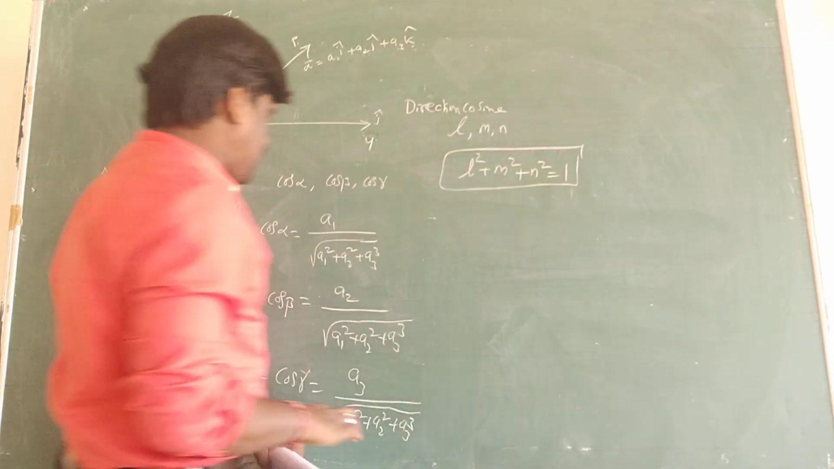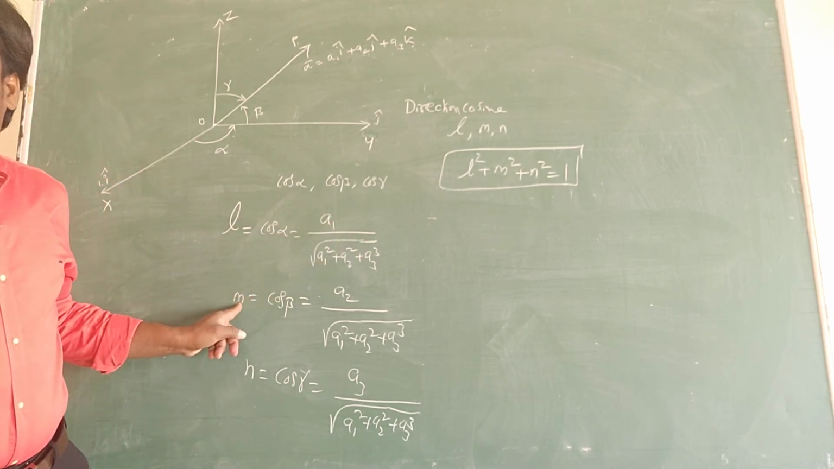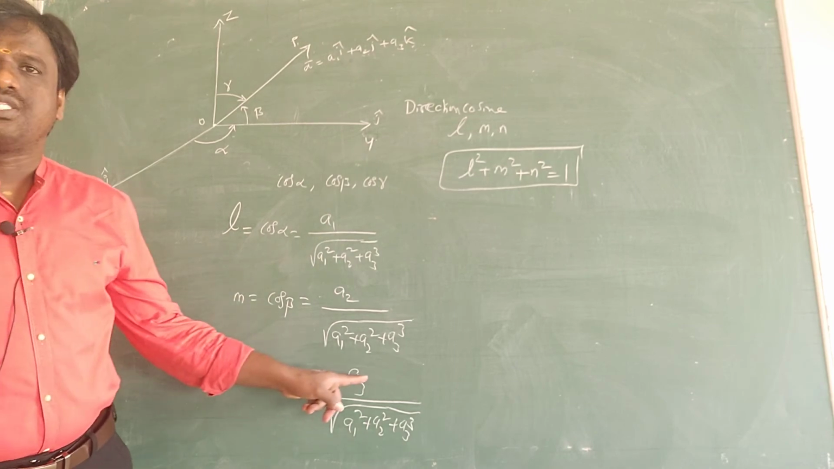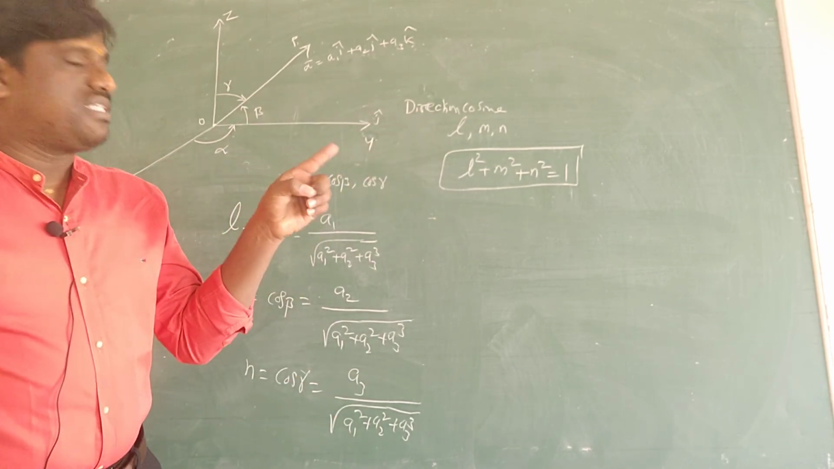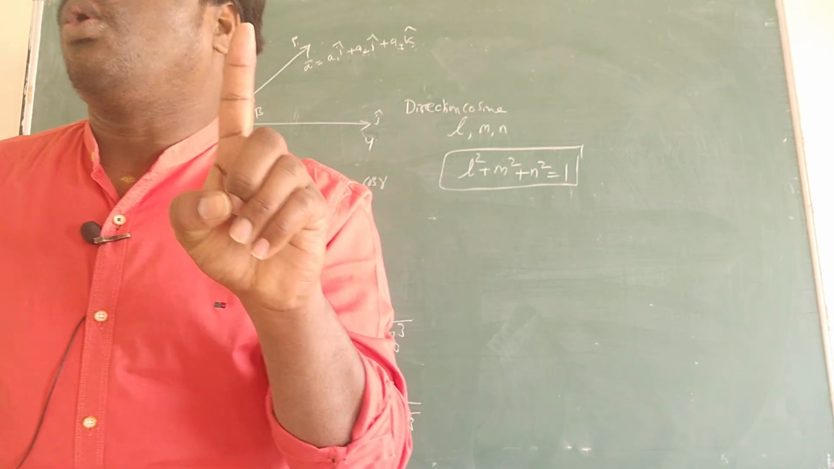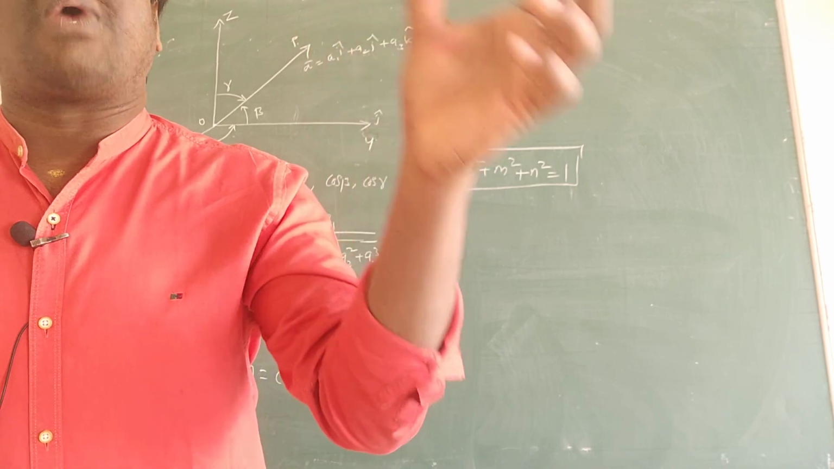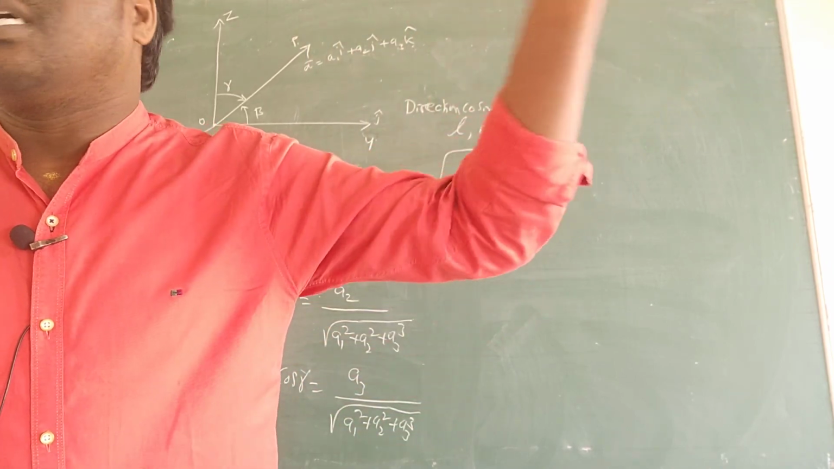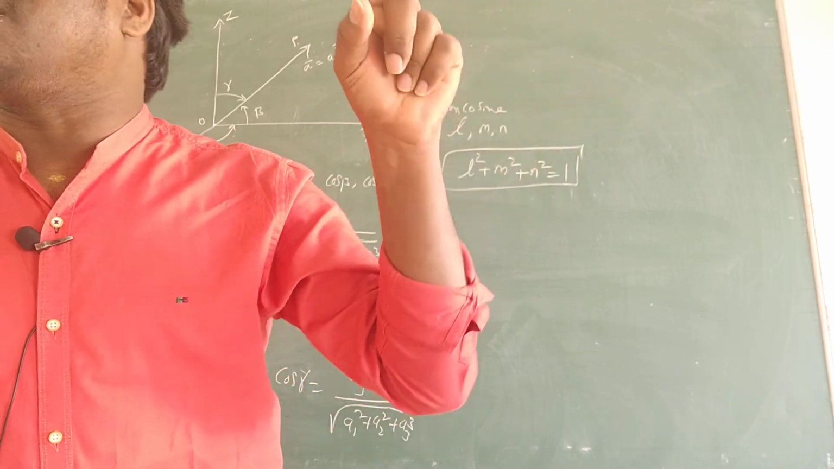L square, see here, this value is L square, this value is M square, this value is N square, add them and only this will come. So L square plus M square plus N square is equal to 1. So the sum of the squares of the direction cosines is always 1.